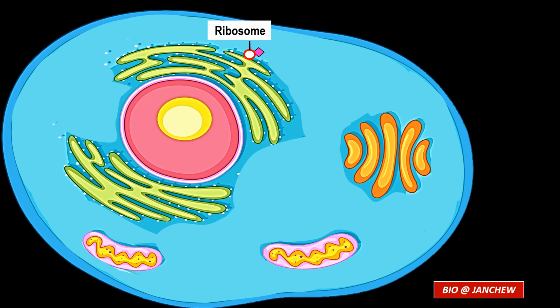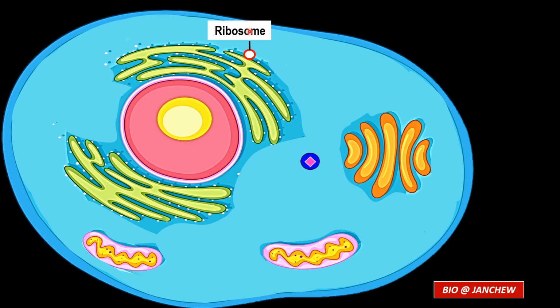Lastly, let's look at an animation of the process of production of enzymes. So this white dot here represents the ribosome, and the diamond-shaped structure here is the protein that is synthesized by the ribosome. So firstly, the ribosome synthesizes the protein, and then the protein moves into the rough endoplasmic reticulum, which transports the protein. The rough endoplasmic reticulum transports the protein and then encloses it in the transport vesicles, which bud off from the rough ER.